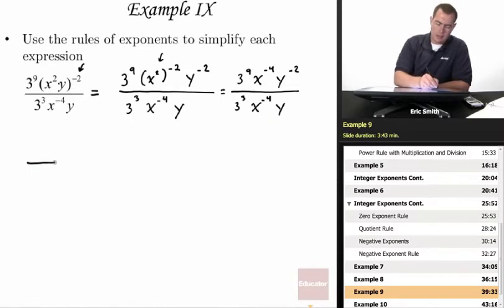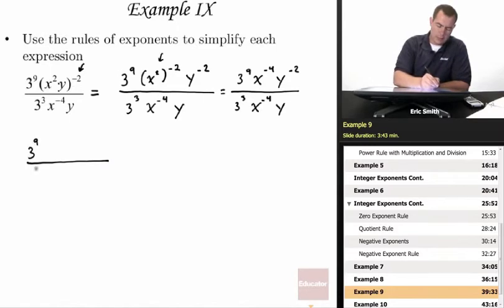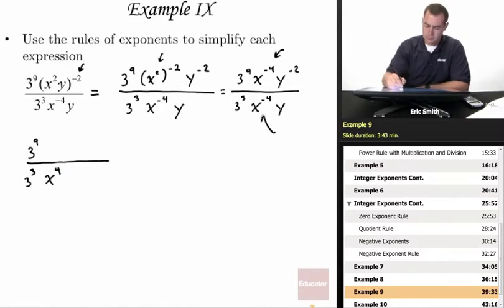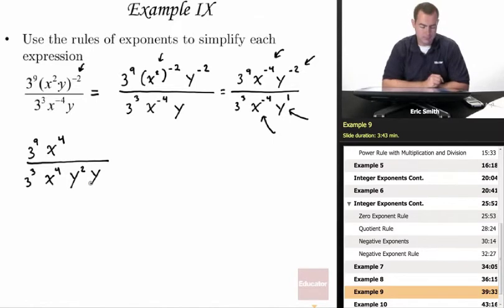Everywhere I see a negative exponent, that part will change its location. So I'm going to leave the 3 to the 9th for now. I'm going to leave my 3 to the 3rd power. And let's take care of this one. So x to the negative 4 will be x to the 4th in the bottom. This one, which is x to the negative 4, now let's put that in the top. Y to the negative 2 is in the bottom. And this y already has a positive exponent, so no need to change that one.